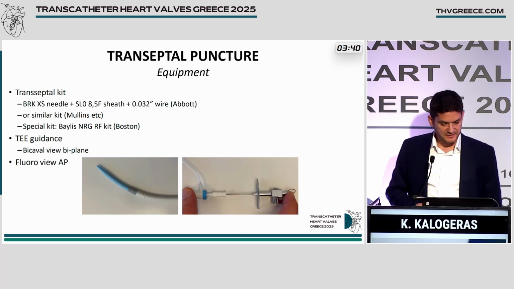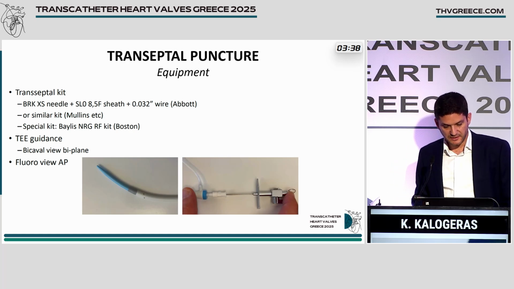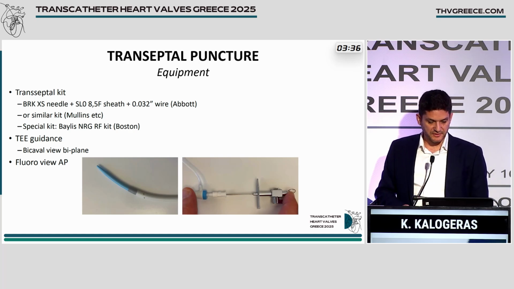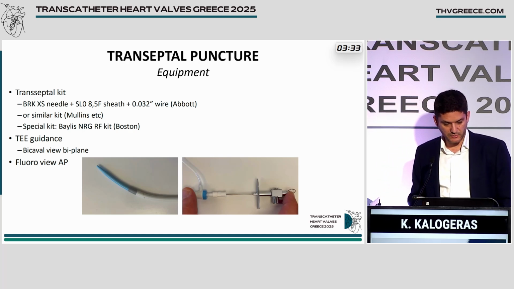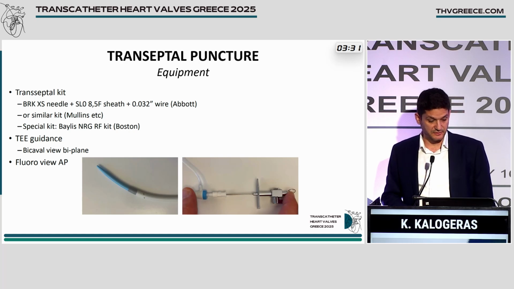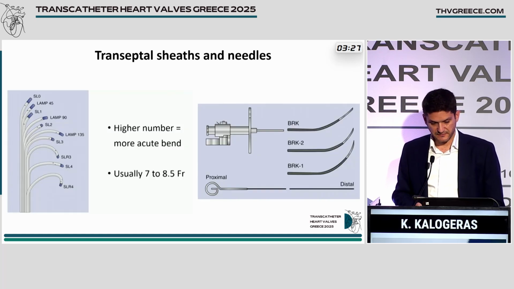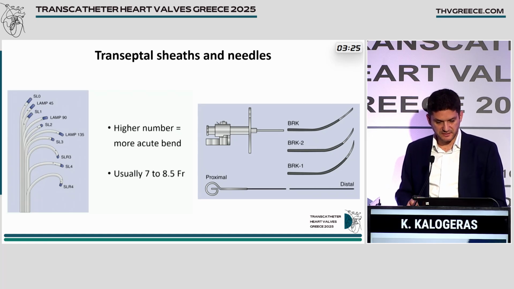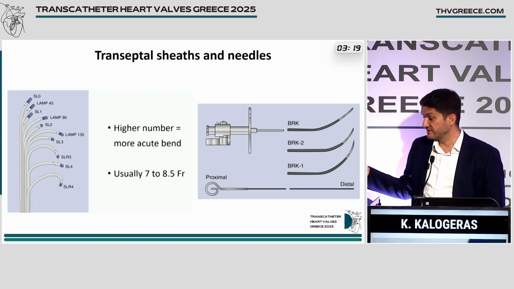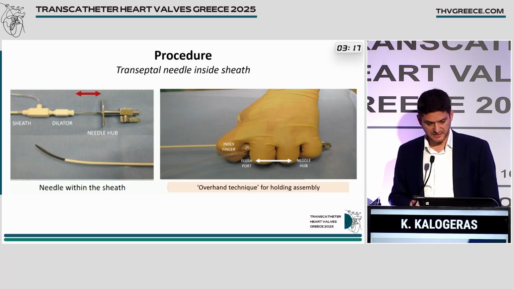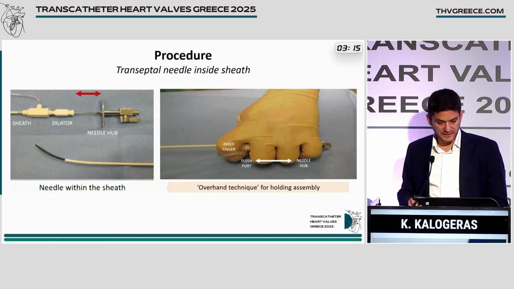The transseptal kit involves the Brockenbrough needle and the sheath, and a 0.032 or even 0.035 wire, the TOE guidance, and the fluoro guidance, mainly the AP view. Here you can see the sheaths and the needles we use. The higher the number, the more acute the bend is, and it goes up to 8.5 or even 10 French for the sheaths. How we use the needle in the sheath.